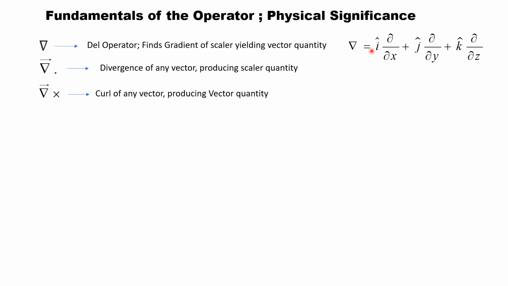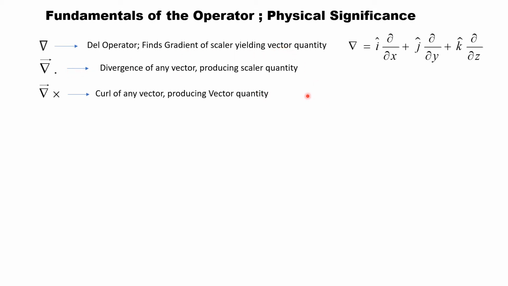It can be written as i cap del/del x, the unit vector in the x direction, j cap del/del y, the unit vector in the y direction, and similarly the unit vector in the z direction. If the del operator acts on a vector with a dot sign, that is called the divergence of the vector, and it will produce a scalar quantity. Now if the operator is used with a cross, it is the curl of a vector and it will produce a vector quantity. It acts on a vector to produce a vector for the curl, and acts on a vector to produce a scalar for the divergence.